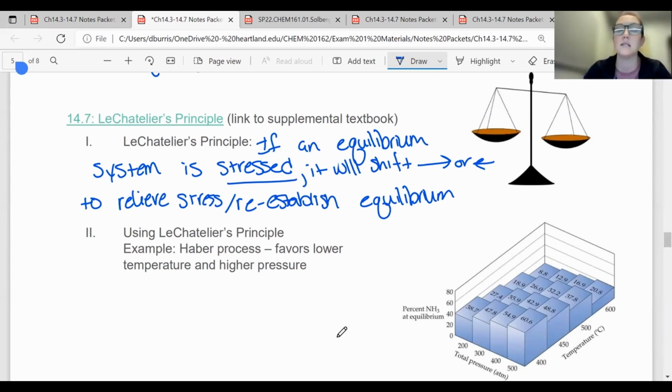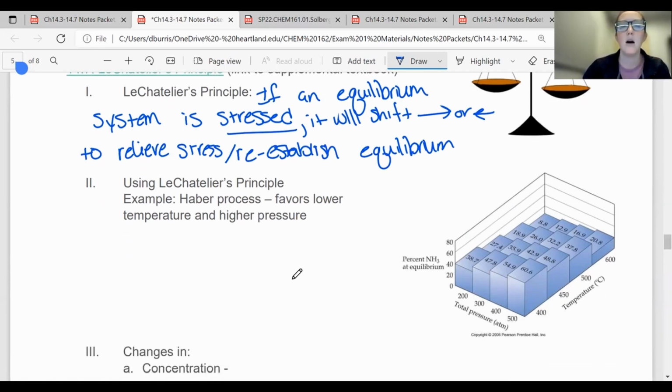So a practical use is in the Haber process, and this is how we make ammonia for fertilizer. Extremely important process. It's very favorable in creating ammonia at high pressures and high temperatures. So you can see at the highest temperature and highest pressure here, I'm actually producing more ammonia. That's for this specific reaction. That's not for every reversible reaction. We're going to talk about why it works this way.